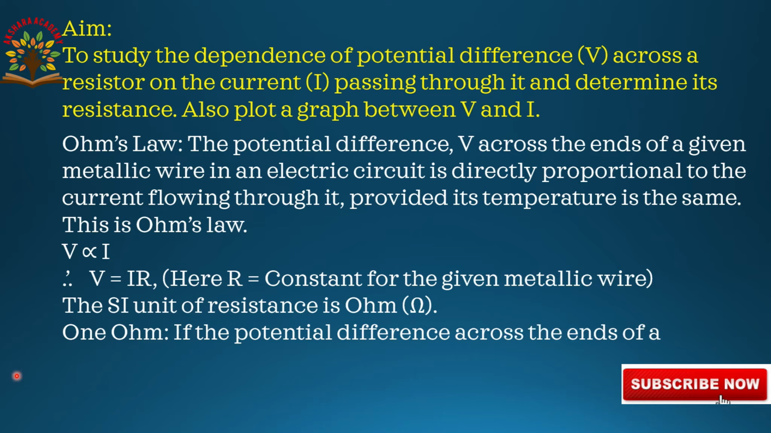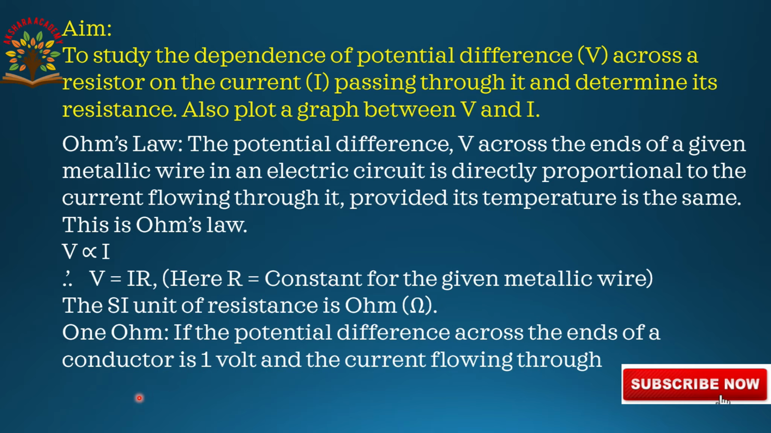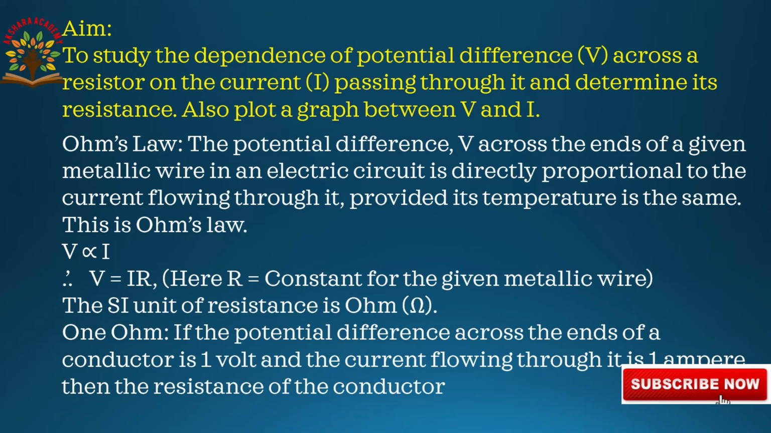What is 1 ohm? If the potential difference across the ends of a conductor is 1 volt and the current flowing through it is 1 ampere, then the resistance of the conductor R is 1 ohm. This is about Ohm's law.